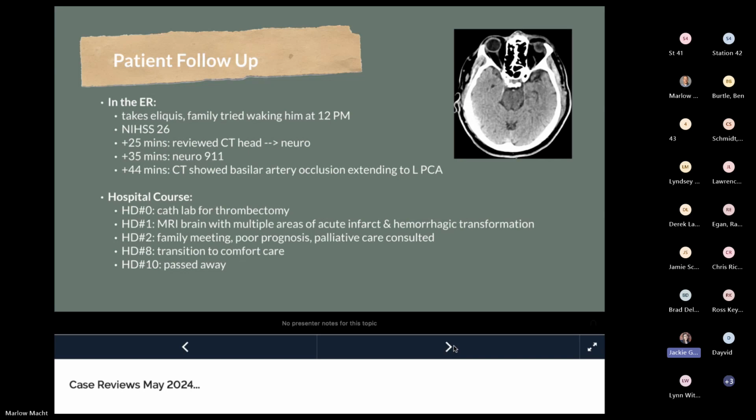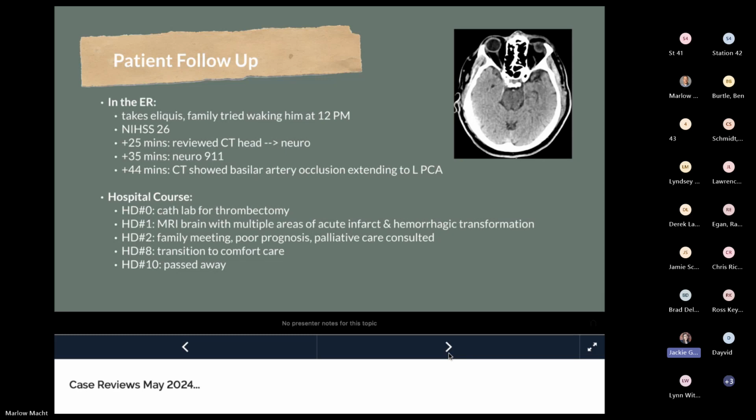So in the emergency room, EMS was notified that the patient does take Eliquis and that the family member tried to wake him at noon, although the call came in at around 3 o'clock. His initial NIHSS was pretty high at 26. Talking to the ER doc, he was notified of this patient as an undifferentiated altered mental status intubated, so in his recollection it wasn't a possible stroke.